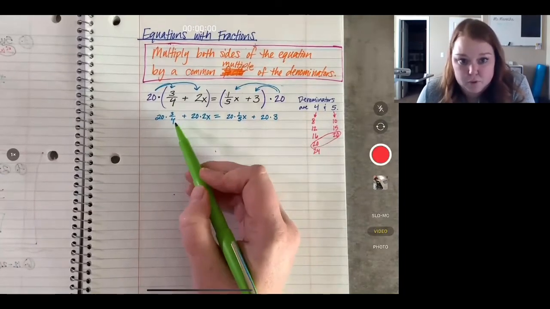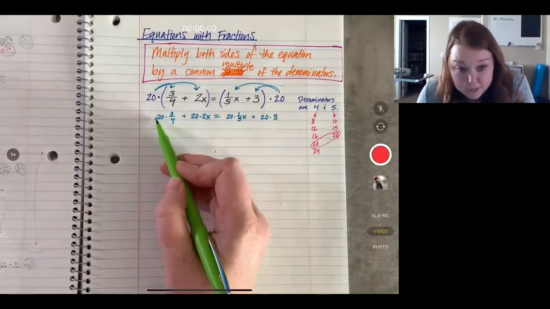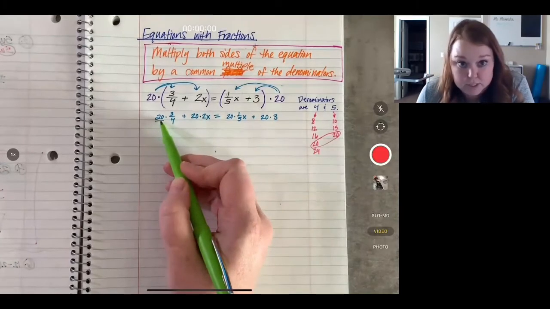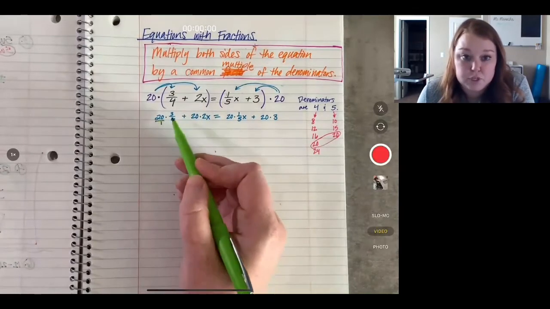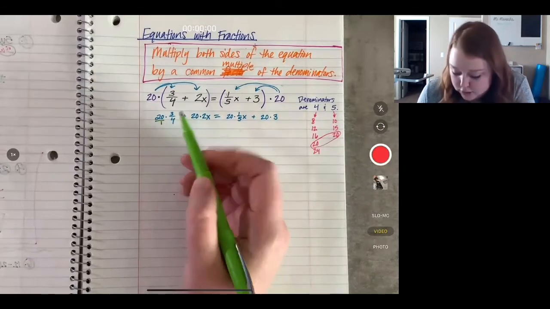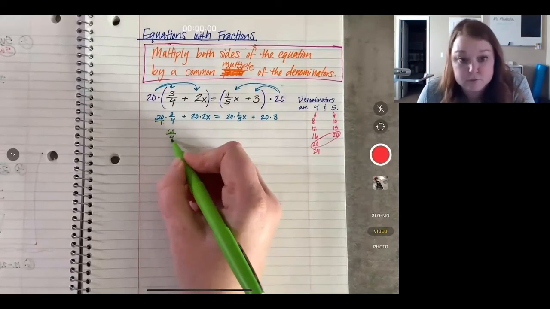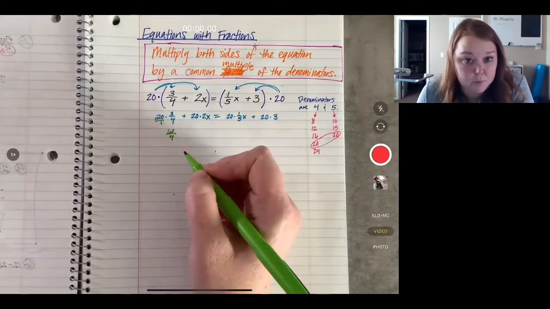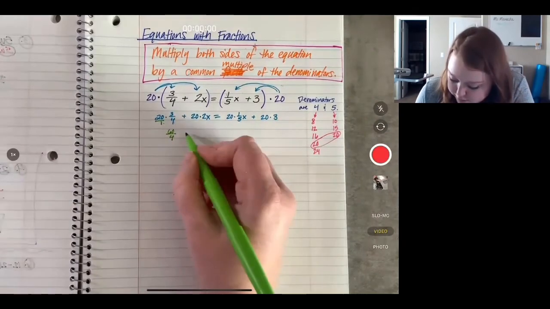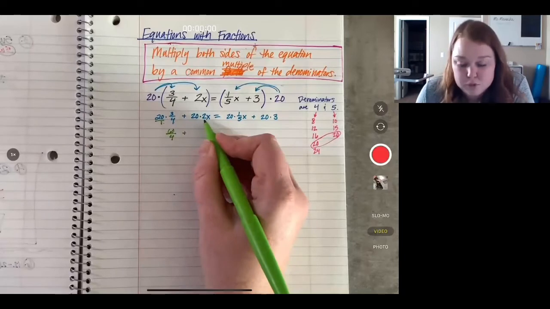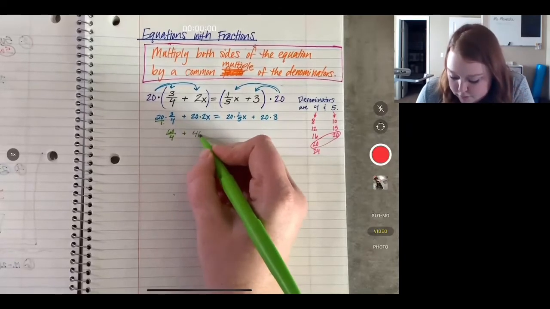20 times 3/4. Well, as you may remember, you can write 20 as 20 over 1. You just multiply straight across. 20 times 3 is 60. 1 times 4 is 4. Now that does cancel to a whole number, but we'll do that in the next step. 20 times 2x is 40x.